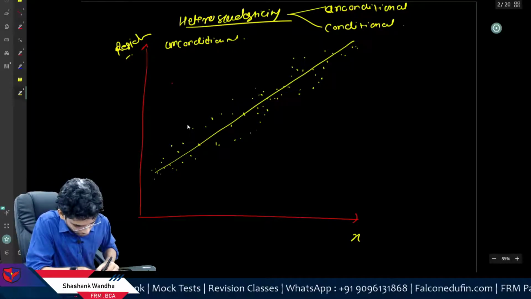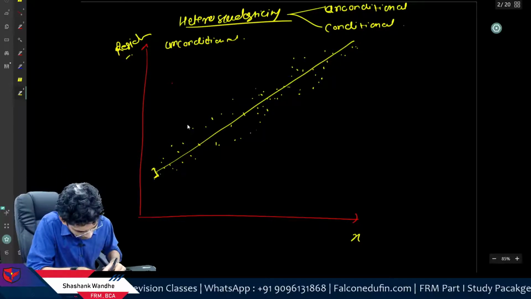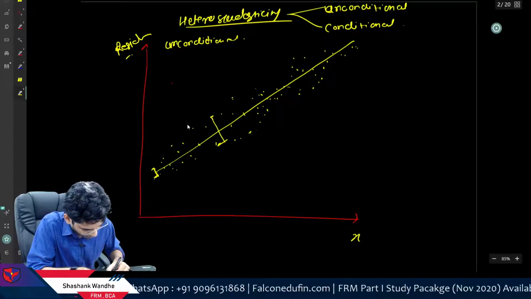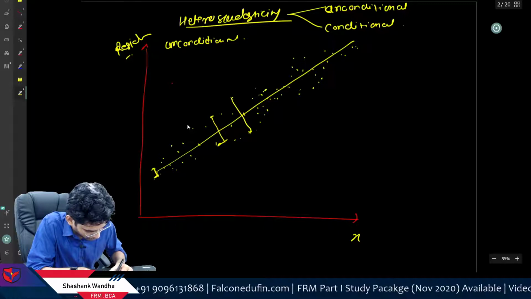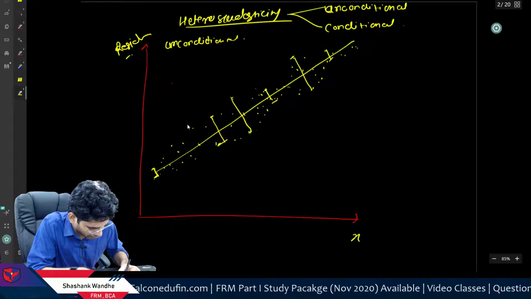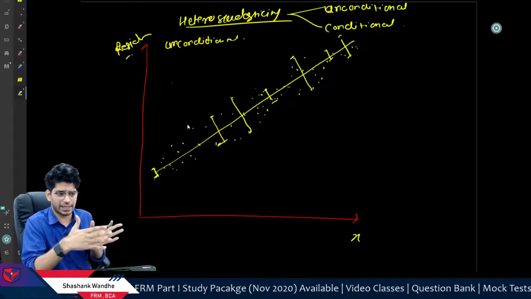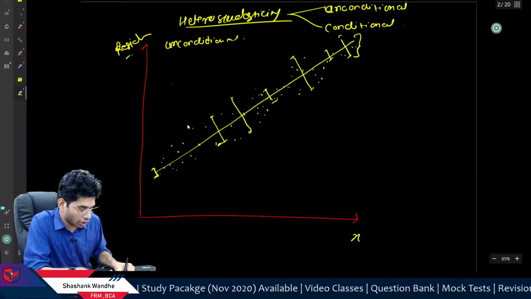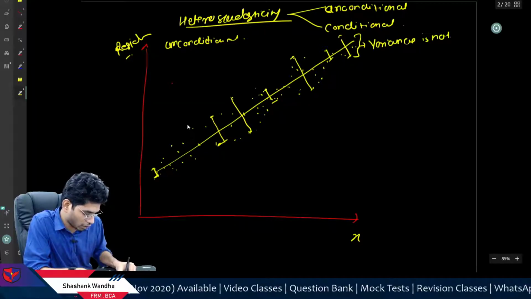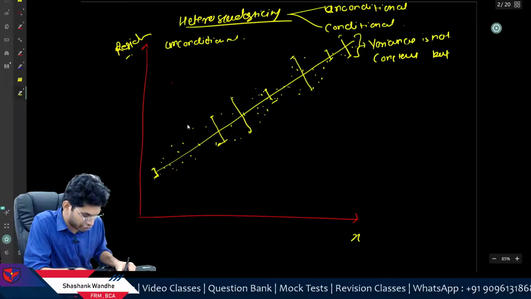Now see what is happening here. Here your variance is very low, the spread is very small. Suddenly at this particular point variance starts to increase. So you have high variance. This point is the highest variance and then again it drops, again it increases, again it drops, again it increases. Now this is heteroskedastic, meaning the variance is not constant, but it is not conditional.